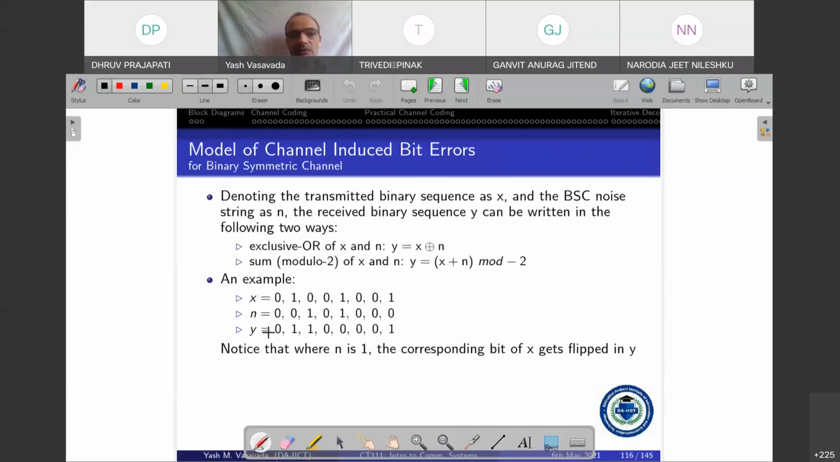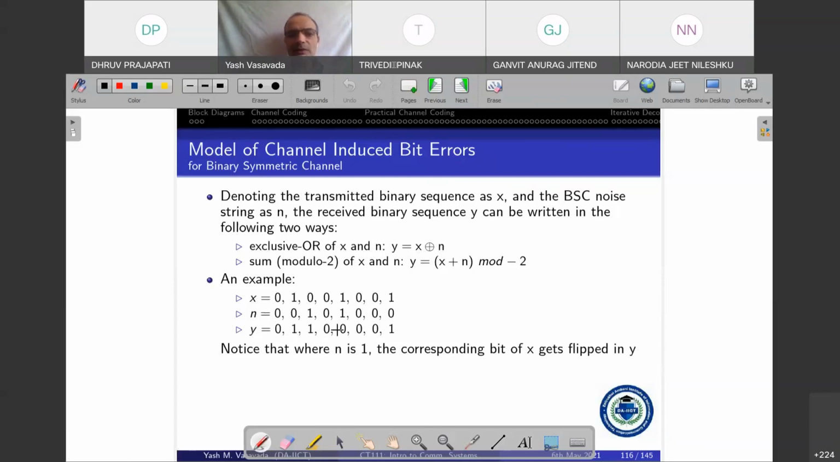So to see it mathematically, we'll say that the received sequence is Y, which is the XOR of X and N. X and N both have 1000 bits every second. And N is this sequence where the channel is introducing errors. So wherever there is a 1, for the binary symmetric channel, the corresponding bit of X gets flipped. Right? So the first two bits came out correct.